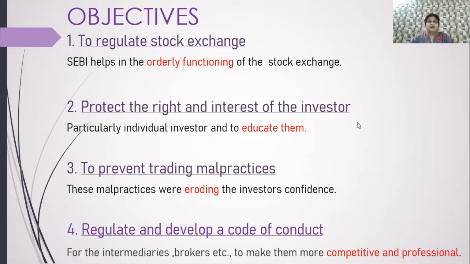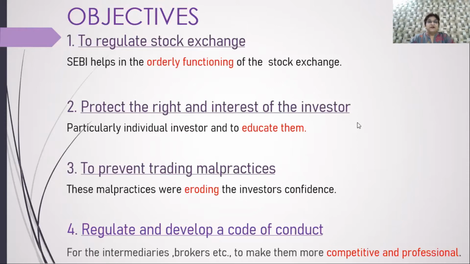Then the second objective of SEBI is that it protects the rights and interests of the investor. Now, there are a number of investors who have invested their money in the stock exchange. And the stock prices sometimes go up, sometimes go down. So the investor needs to be educated as to how to invest, where to invest, etc. So periodically, SEBI keeps on doing that to protect the rights of the investor. This is the second objective of SEBI.